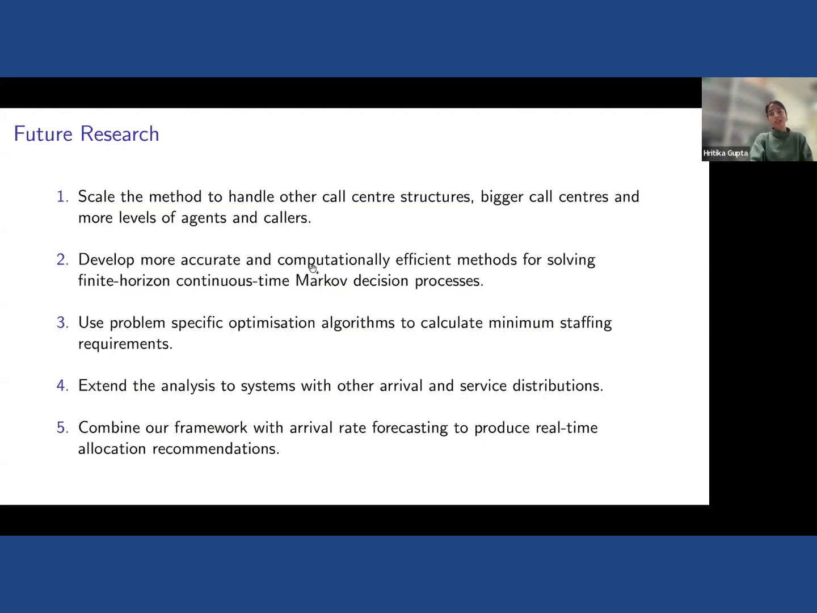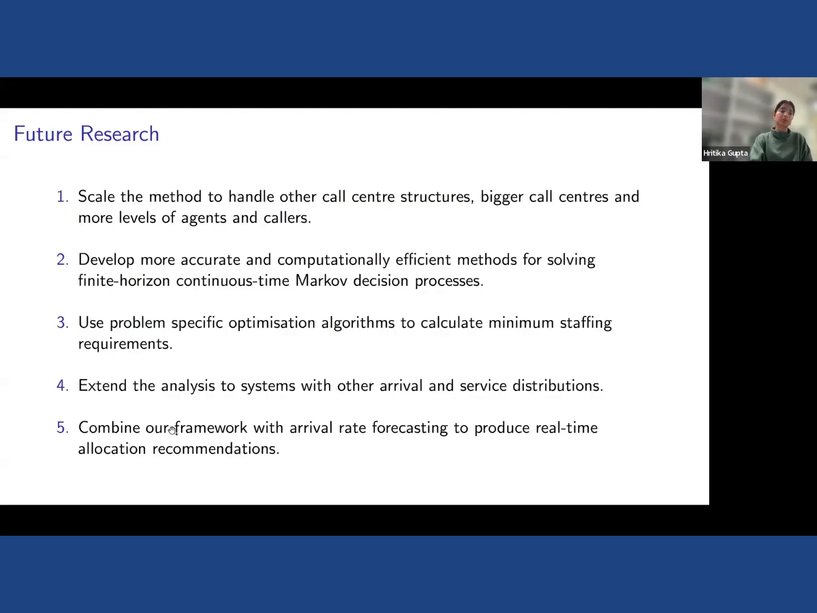I would like to develop a more accurate and computationally efficient method for solving finite horizon continuous time Markov decision processes. Is something I really want to pursue in the future. Use problem-specific optimization algorithms to calculate minimum staffing requirement. As I said before, if anyone has any suggestions on what optimization methods I can use for this case, that would be great. Then we have extend the analysis to systems with other arrival and service distributions. So right now I'm using Poisson and exponential. It's nice to extend that, although I think this is going to be very difficult.